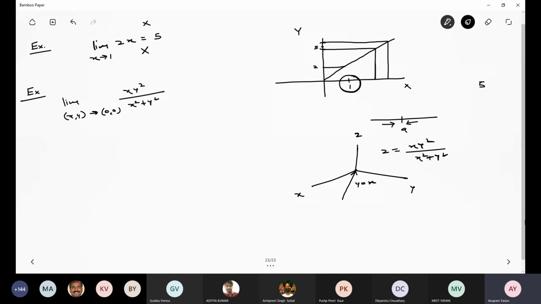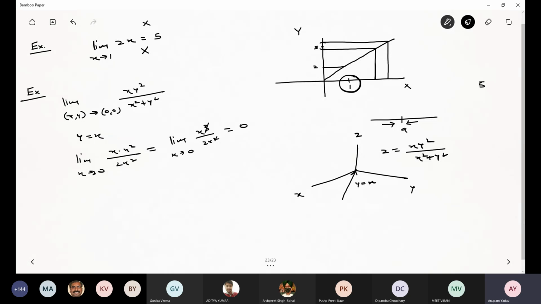So let me try to substitute y equals x here. If you substitute y equals x, what will happen? This problem will change into limit x tending to 0, x into x square upon 2x square, which is actually limit x tending to 0, x cube upon 2x square. Square will be cancelled out and it will be 0.